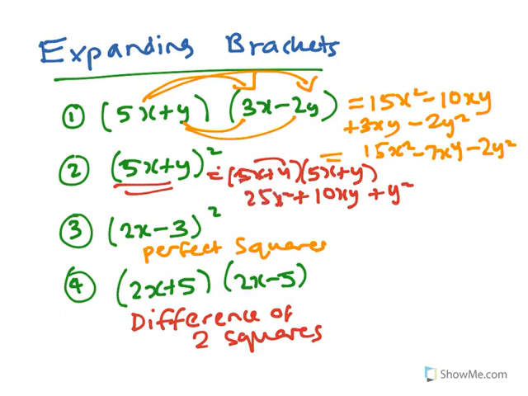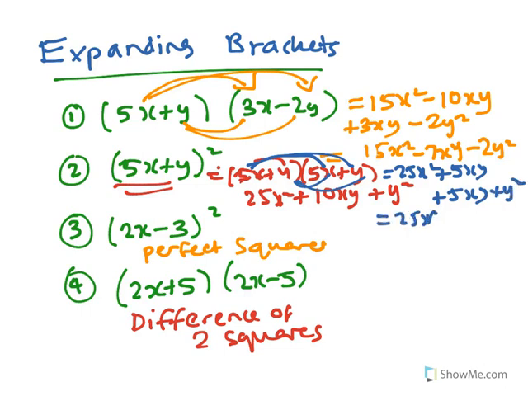If you're not comfortable with that, that's quite alright. You do 5x times 5x, which is 25x squared. 5x times y, which is 5xy. 5x times y, which is 5xy. And y times y, which is y squared. So it's 25x squared plus 10xy plus y squared. Okay, and the next one's extremely similar.